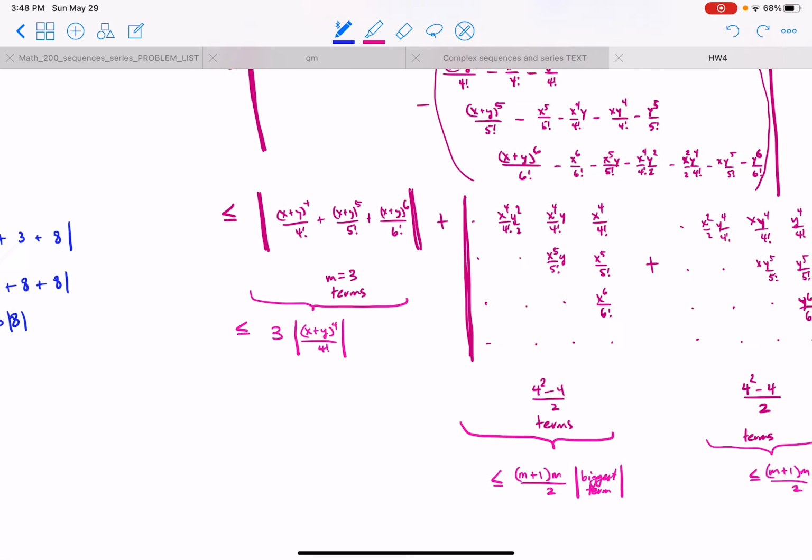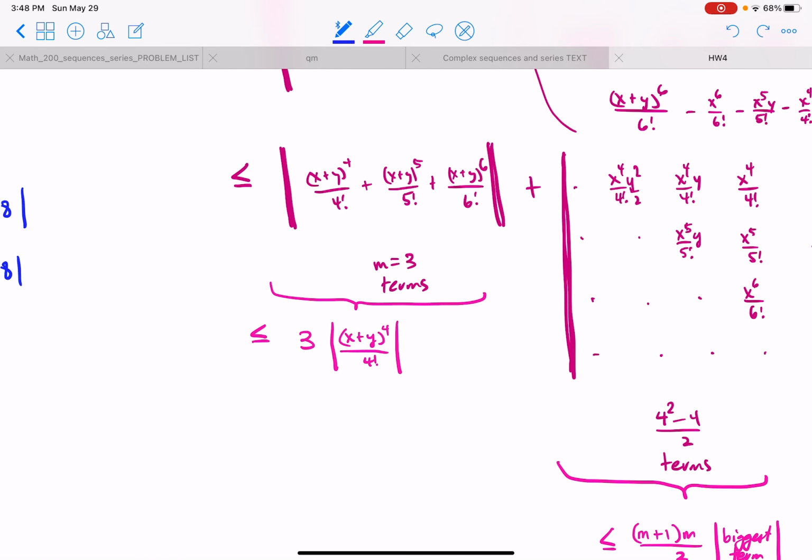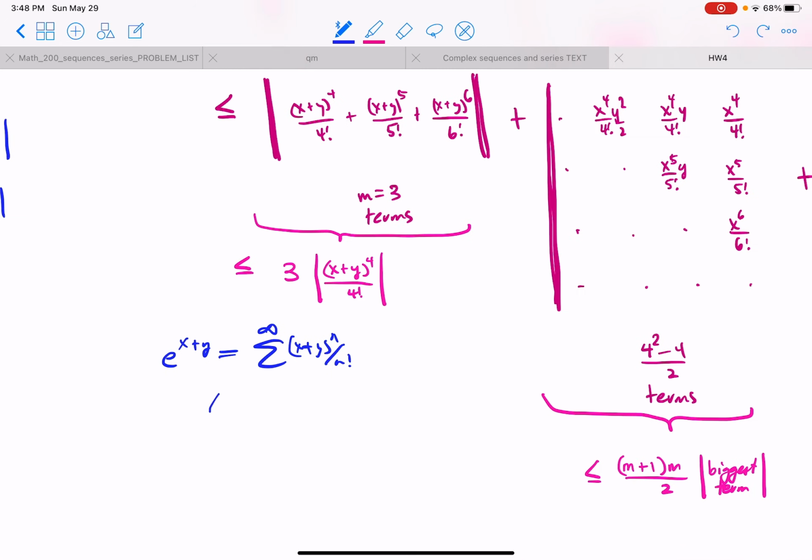Now, if we choose m big enough, we know that e to the x plus y converges, so these partial sums go to 0, because it's an infinite sum of (x plus y) to the n over n factorial. This can only converge if these terms go to 0. And actually, by the ratio test, we know that the common ratio from one term to the next is eventually going to be less than 1. That's why we can prove it converged, because the common ratio was less than 1 eventually.